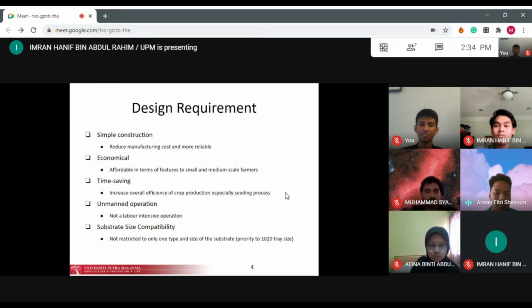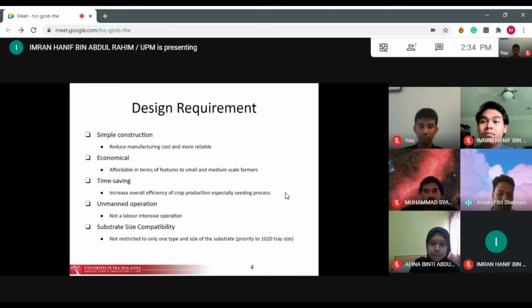The third point is time saving. This is the most important point because we want to increase the overall efficiency of crop production by using an automated machine and reduce the time consumed. The fourth point is unmanned operation. Unmanned operation means no workers needed to do the seeding process, so it will cut the workforce cost.